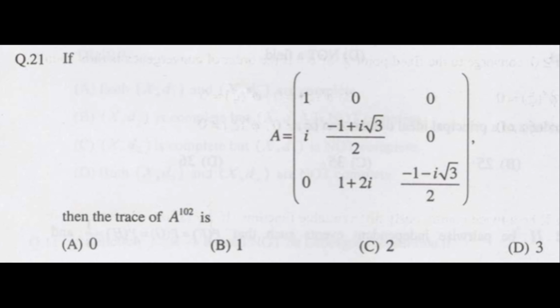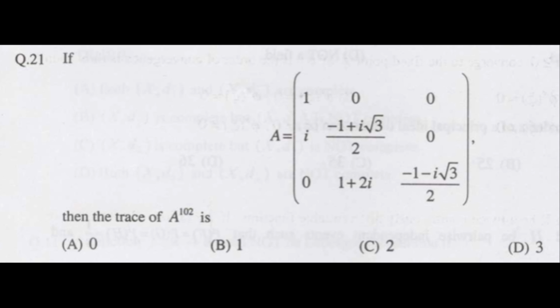In this video we are going to look at a question which was asked in GATE 2009. It is question number 21 carrying 2 marks. We are given a 3 by 3 matrix which is a lower triangular matrix and we are interested in the trace of A power 102, and there are 4 options provided to us. This problem is a mixture of linear algebra dealing specifically with eigenvalues and eigenvectors along with complex numbers. So let's begin.